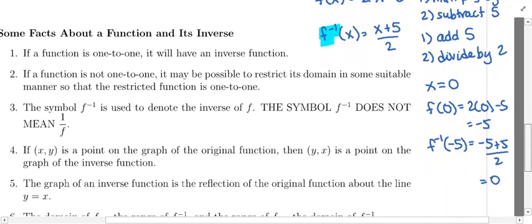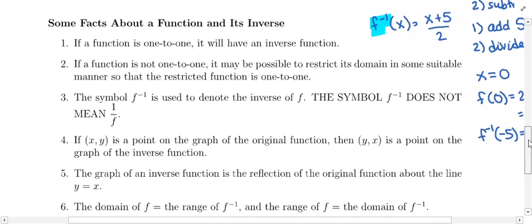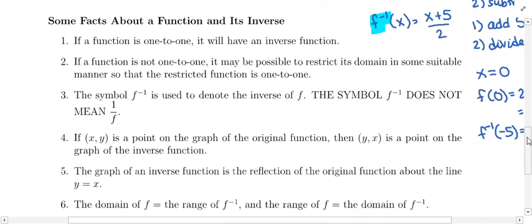All right, so here are some great facts to know about a function and its inverse. Number 1, if a function is 1-to-1, it will have an inverse function. Number 2, if a function is not 1-to-1, it may be possible to restrict its domain in some suitable manner so that the restricted function is 1-to-1. Okay, I'm going to give you a big hint. This is going to be key when we're doing inverses with trigonometric functions. We'll come back to that.